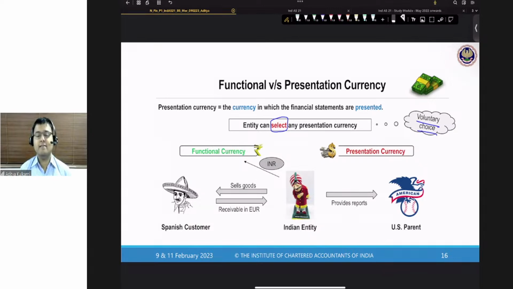So functional currency becomes and is INR. But suppose this Indian entity is a subsidiary of a US parent. If that is the case, then you will have to convert your financial statements into dollars and share it. That becomes merely a presentation currency.